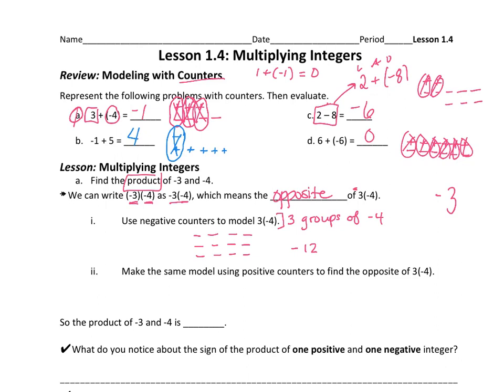This second part says make the same model using positive counters to find the opposite of 3 times -4. Well, the opposite of -12 is +12. So here we're finding the opposite of that. 12 positives. So the product of -3 and -4 is +12.